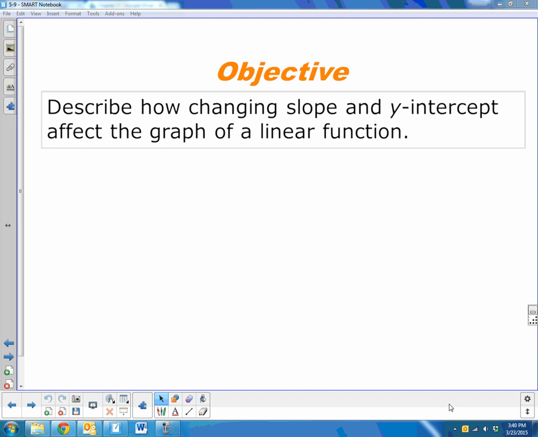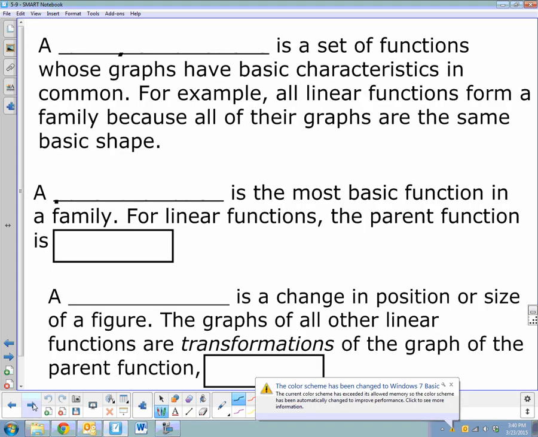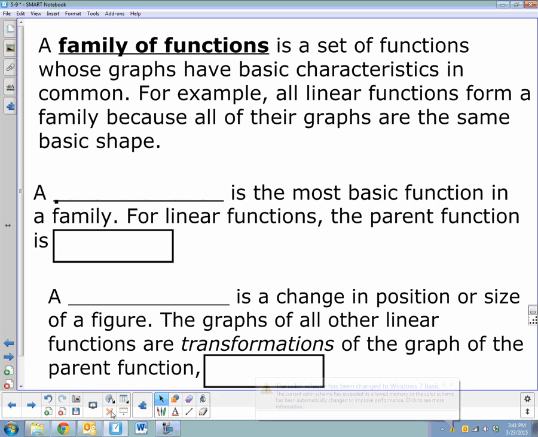So we're going to be looking at changing things and transformations. We've already talked about transformations, transformers, more than meets the eye. We're going to look at transformations with graphs and with linear functions. So we're going to start with a family of functions.